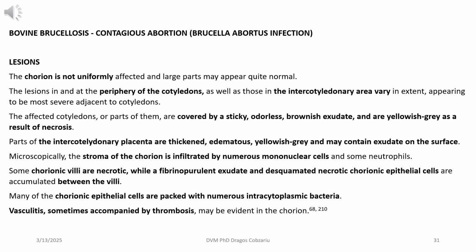Microscopically, the stroma of the chorion is infiltrated by numerous mononuclear cells and some neutrophils. Some chorionic villi are necrotic, while a fibrinopurulent exudate and desquamated necrotic chorionic epithelial cells are accumulated between the villi. Many of the chorionic epithelial cells are packed with numerous intracytoplasmic bacteria. Vasculitis, sometimes accompanied by thrombosis, may be evident in the chorion.